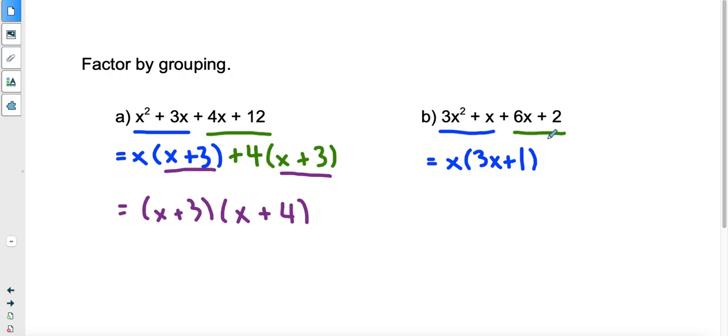I'm going to do the exact same thing with my last two terms here. Again, I need to think about what goes into both 6x and 2. Well, I know 2 goes into 6, right? Also, I know 2 goes into 2. So I can common factor out a 2.